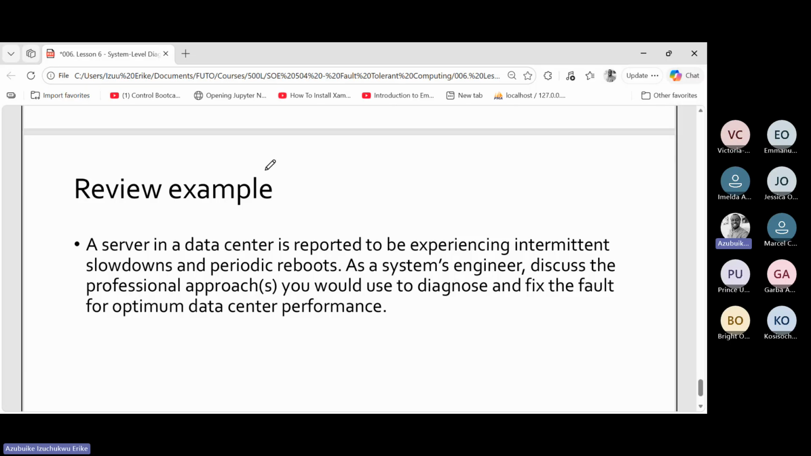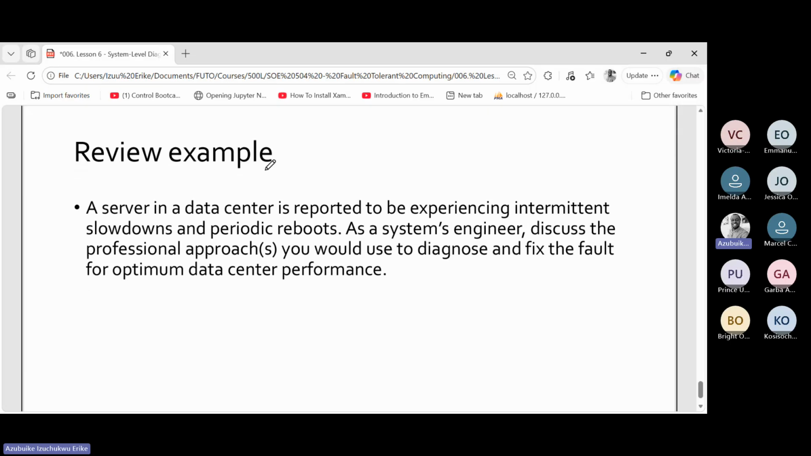So we can have a review example like we are seeing here. We said that a server in a data center is reported to be experiencing intermittent slowdowns and periodic reboots. As a systems engineer, discuss the professional approach or approaches you would use to diagnose and fix the fault for optimum data performance. Now, this question captures everything that we have done here.